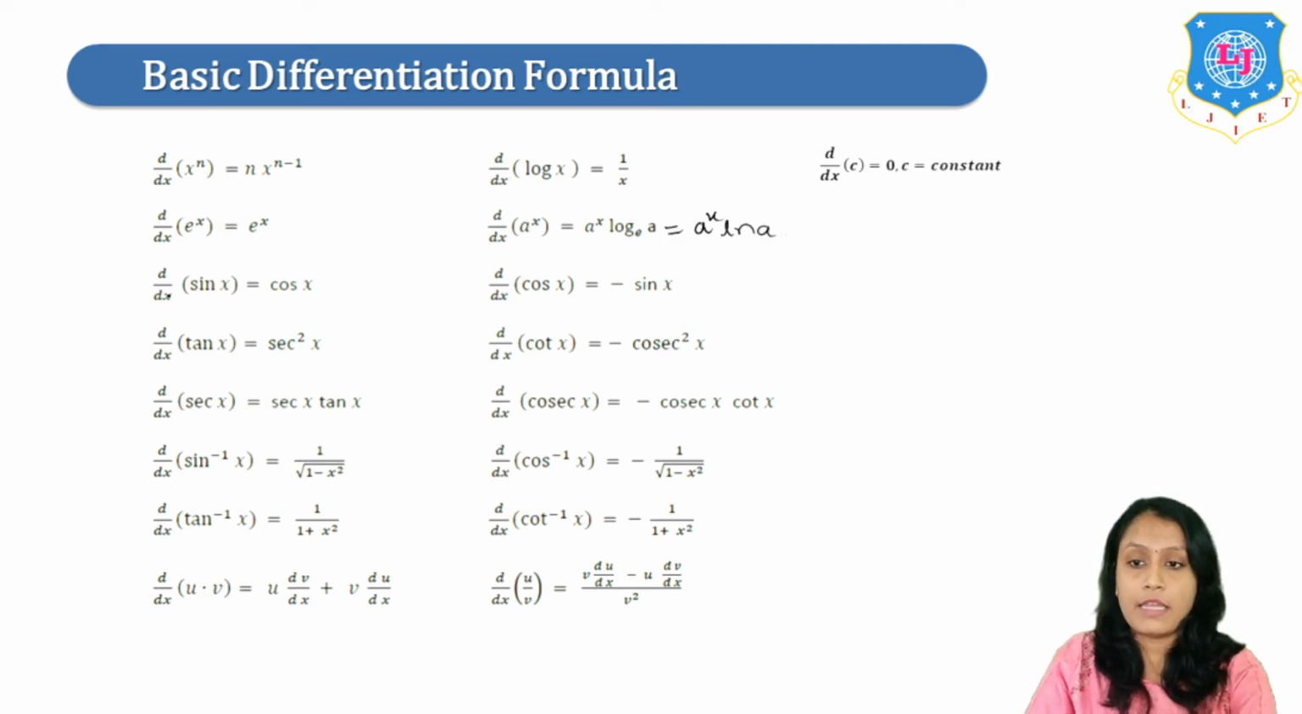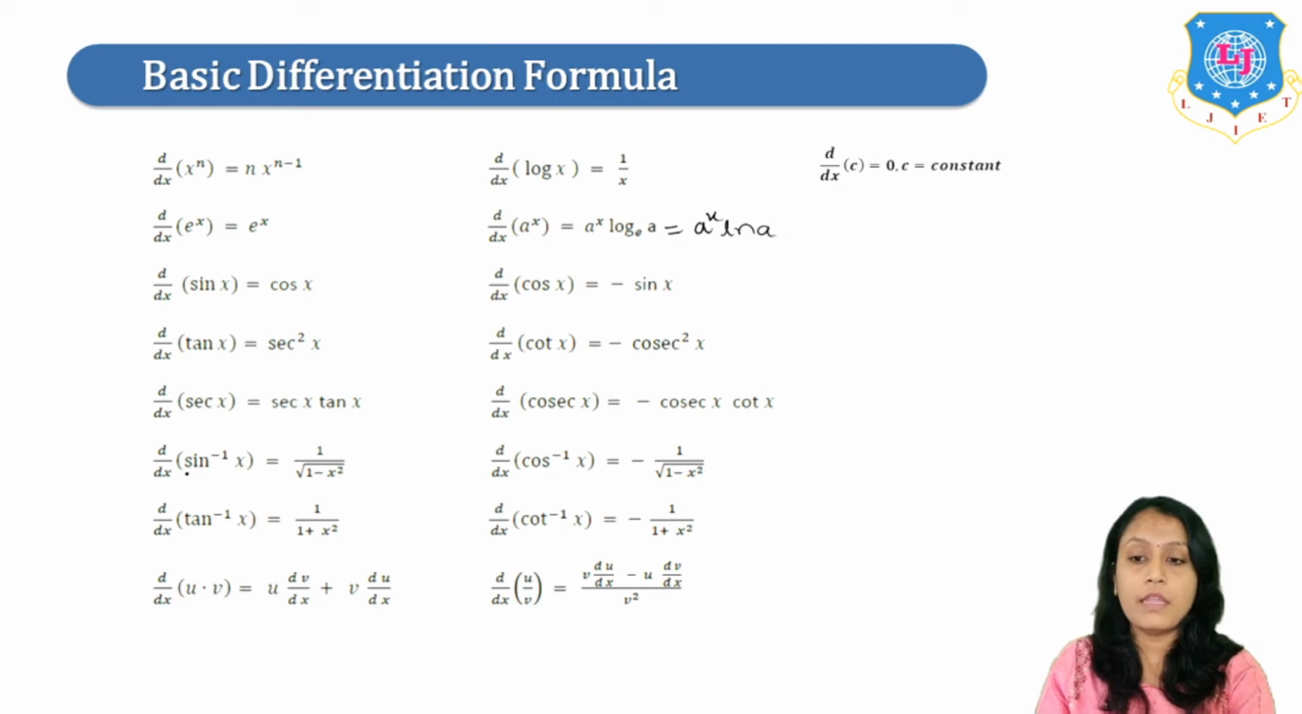The next formula is d by dx of sin x is cos x. d by dx of cos x is minus sin x. d by dx of tan x is sec square x. d by dx of cot x is minus cosec square x. d by dx of sec x is sec x tan x. d by dx of cosec x is minus cosec x cot x.